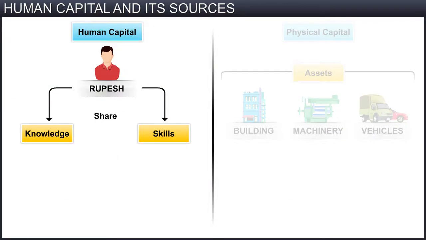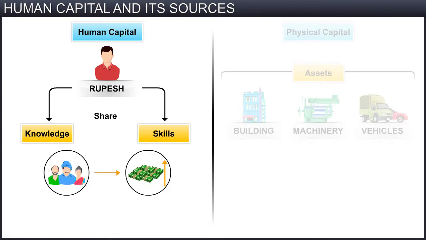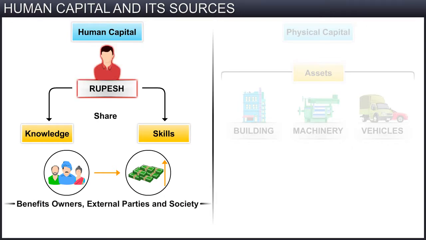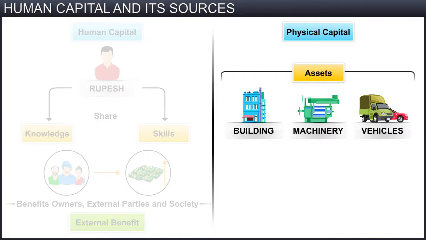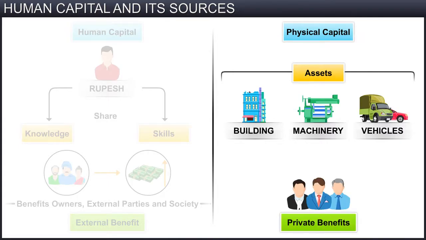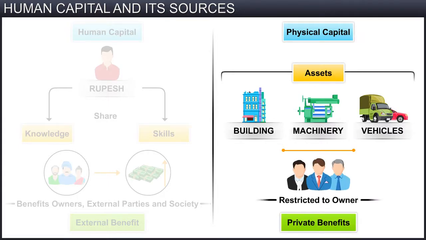Rupesh went on to share his agricultural knowledge with the local villagers, to help them increase their earning potential. This is how human capital not only benefits the owner of a business, but also external parties or society in general. This is also called an external benefit. The benefits of physical capital are totally private in nature and remain restricted to their owner.